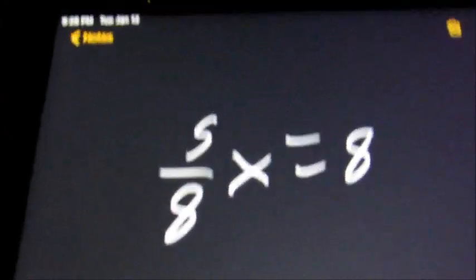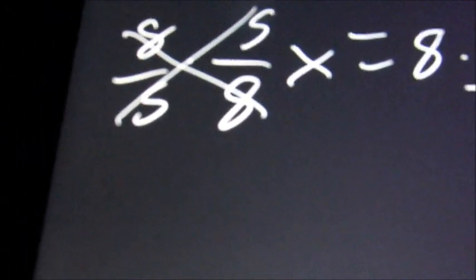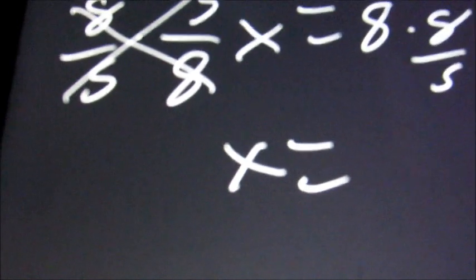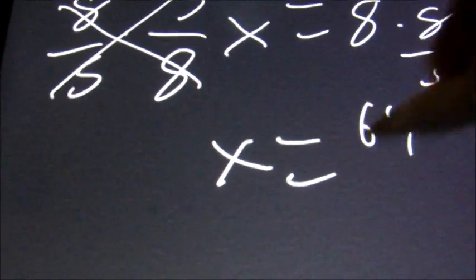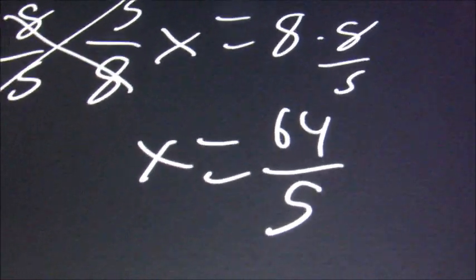Next, let's say we have 5 over 8 x equals 8. Okay, so we're going to multiply both sides by the reciprocal of what's next to the x, and that's 8 over 5 times 8 over 5. These cancel. We have x equals 8 times 8, which is 64 over 5. And here, we can just leave it like that.